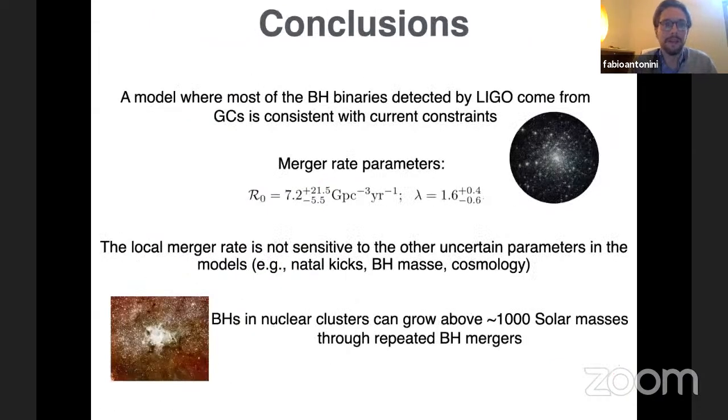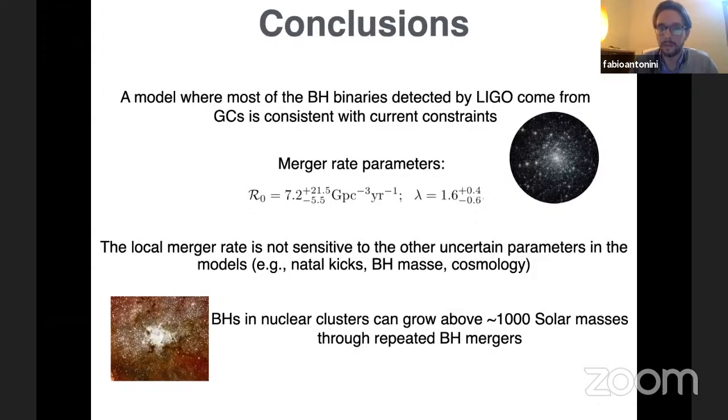So these are my conclusions. I've shown that it is possible to model dense star clusters and make predictions for the black hole binaries produced by these systems in less than 1 second using our code. I've shown that a model where most of the black hole binaries that are detected by LIGO come from globular clusters is consistent with the merger rate estimates from the gravitational wave detections.